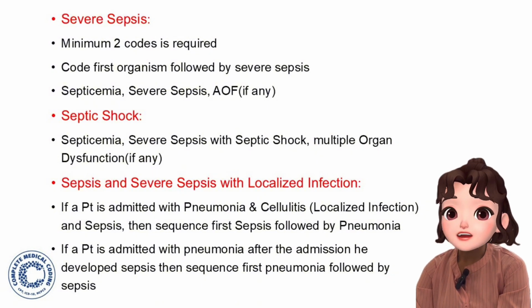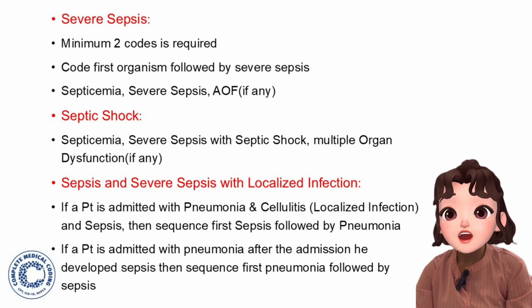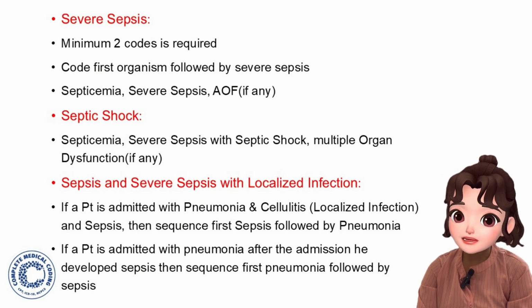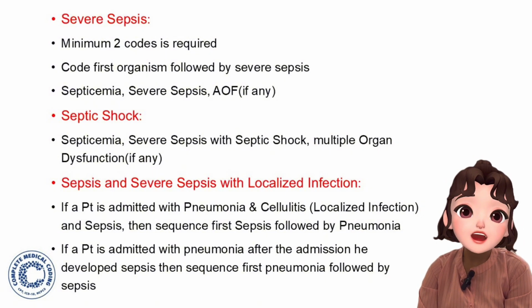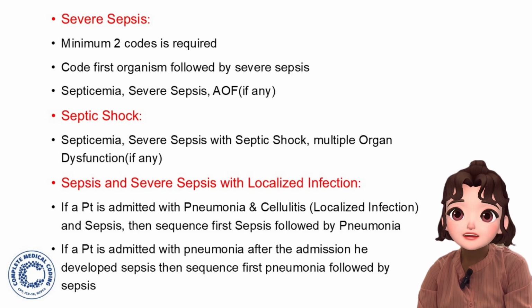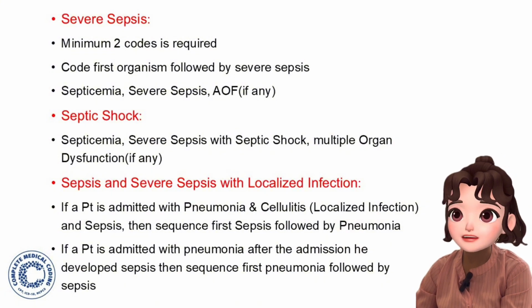Okay. Now, another case: a patient is admitted with pneumonia and after the admission he developed sepsis. So initially the patient is here to be treated for pneumonia, but later he developed sepsis. In that case, you have to code pneumonia first, followed by sepsis. Okay. That is the sequence.